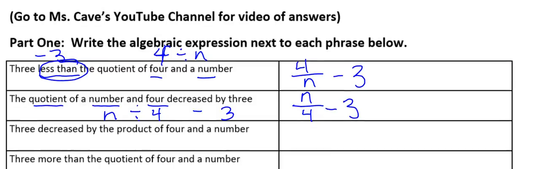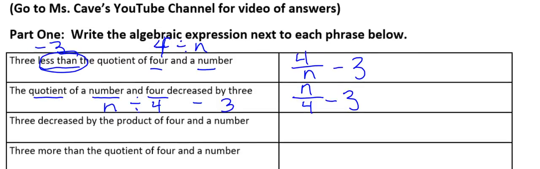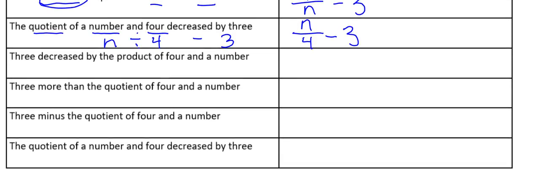The next one, 3 decreased by the product of 4 and a number. So 3 decreased by, it's decreased by the product. So it's going to go in the same order. 3, it's decreased by, so you subtract, and it's the product, so it's multiplied by 4 and n. So when I write things algebraically, I don't often use the multiplication sign. It's not necessary. So it's going to be 3 minus 4n.